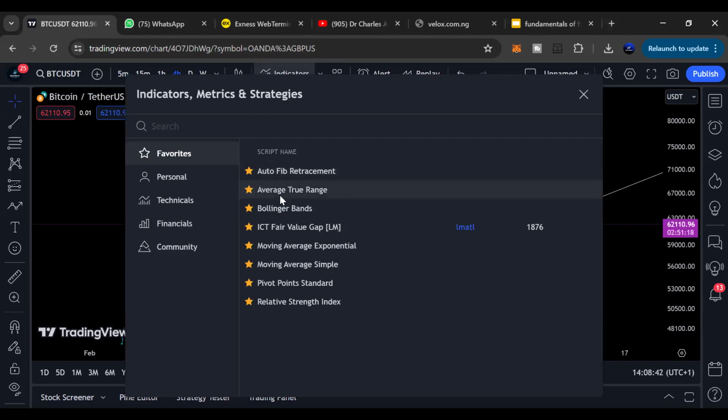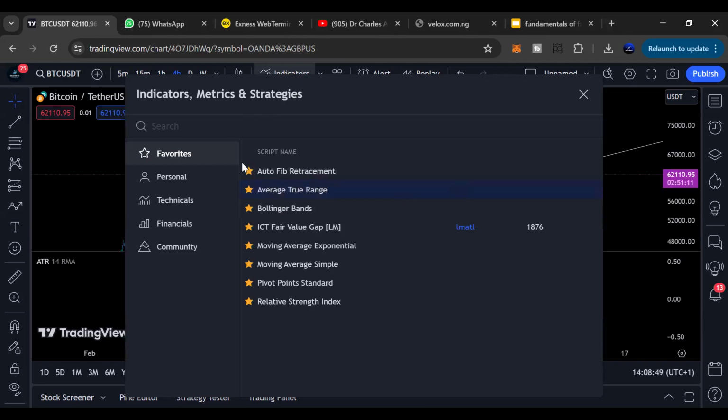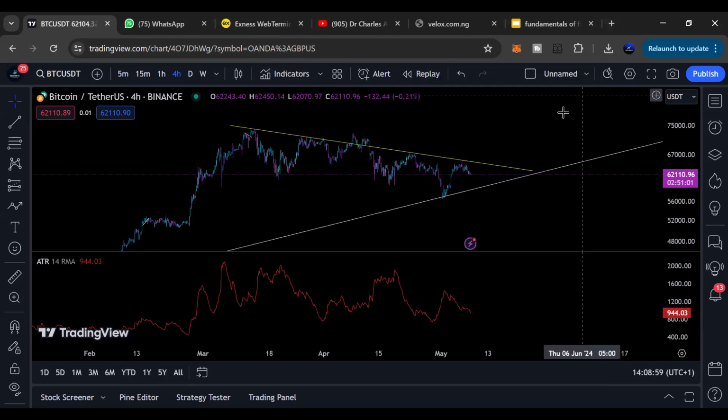So you go to your TradingView, and you can see here that ATR is actually one of my favorites. It's part of the indicators I've favorited, which I often use. I'm sure you know how to use your ATR. If it's not part of your favorites, just go to the search and search for ATR. Once it shows, select it. Okay, so look at it now.